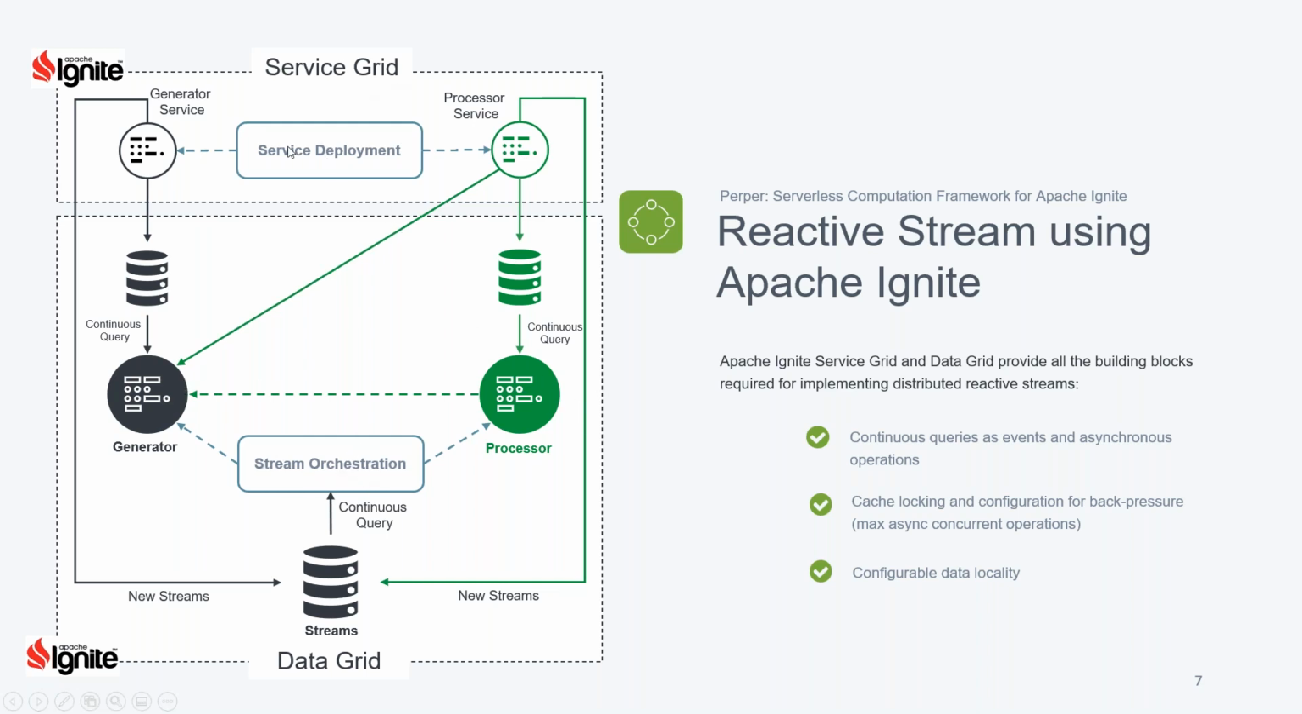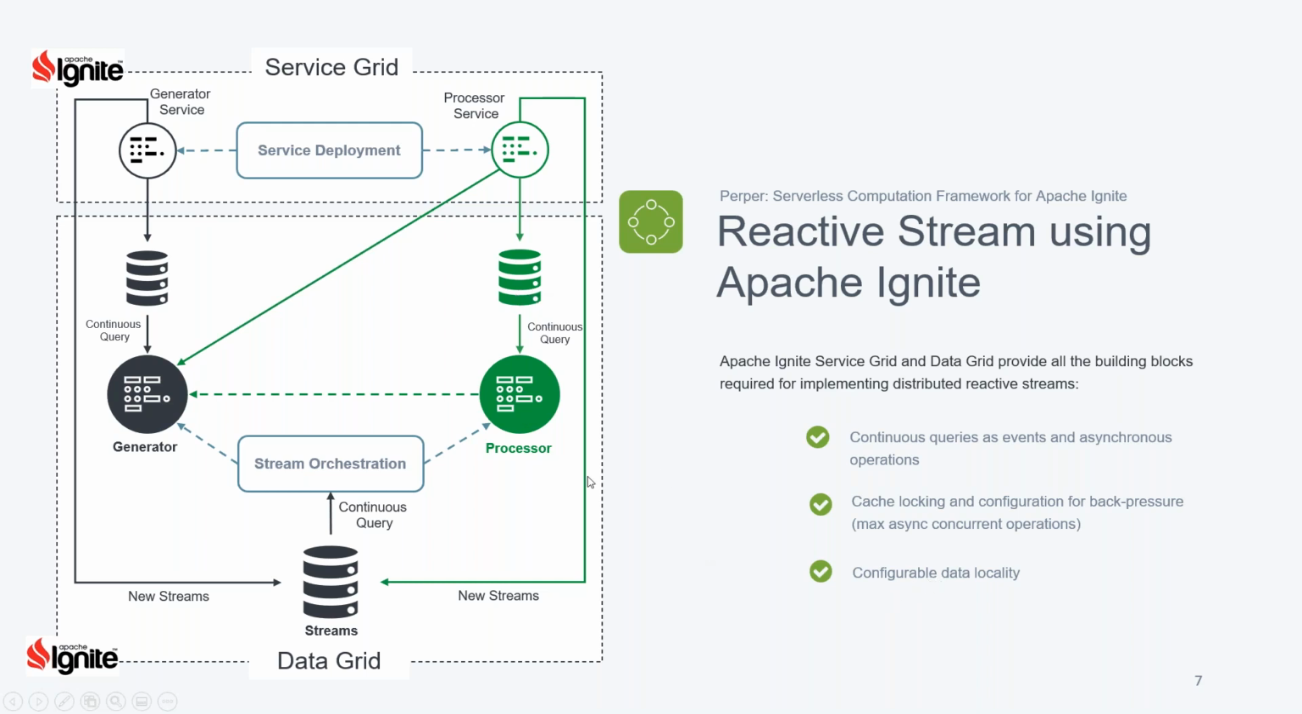In addition to the stream orchestration, another very important extension that we implement on top of Ignite service deployment is the ability to shut down services that are not associated with streams that are being actively listened to. Another thing is how we implement back pressure. This can be achieved by utilizing Ignite mechanisms for cache walking and also configuration of max async concurrent operations. They're quite useful for implementing back pressure in those cases.